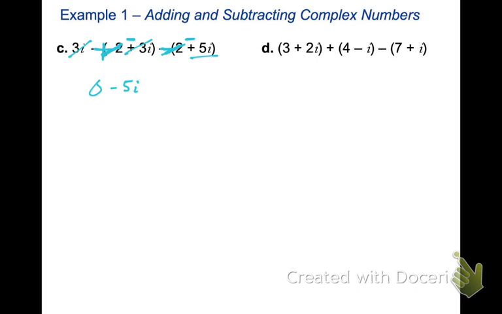So next one, just distribute one negative, right? So I think I get 0 again for the real part, if I add it right. 3 plus 4 minus 7, 0. Then 2, minus I plus I, that's weird that they both worked out that way. 0 plus 2i. Yes.